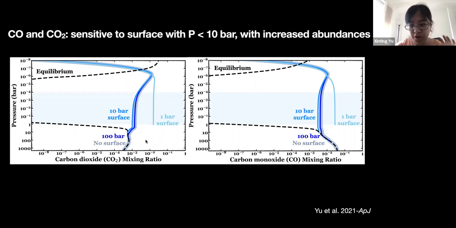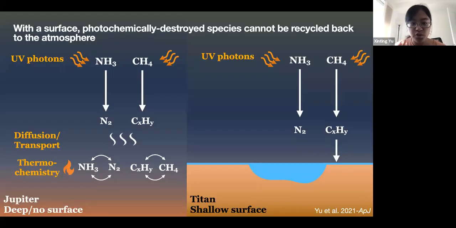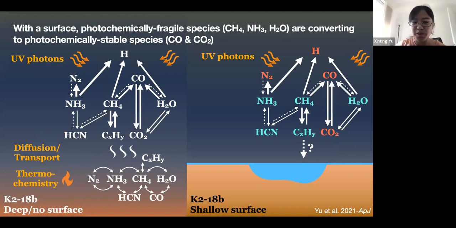By just doing these kinds of plots for the major species, we can group them into 4 groups. Each group of species is sensitive to different surface levels. So why is this happening? Now I want to remind you about the Jupiter-Titan dichotomy for a second. This is not exactly what's happening in the atmosphere of K2-18b, because we have oxygen, so it's slightly more complicated.